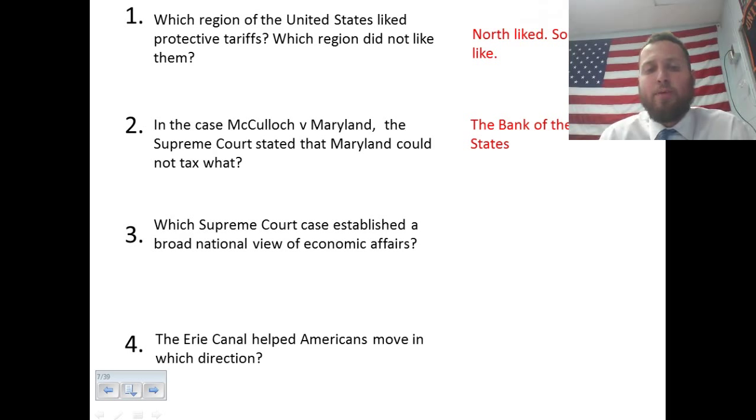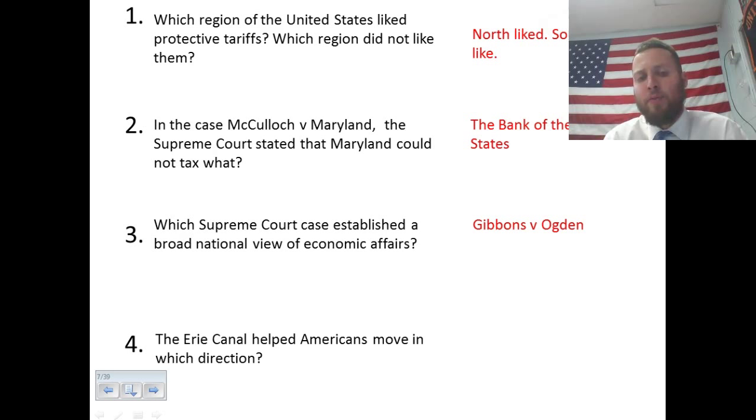Number three, which Supreme Court case established a broad national view of economic affairs? That is Gibbons versus Ogden. One way to remember this is boats, business, or business, boats. Cool. Hey, let's go to number four.